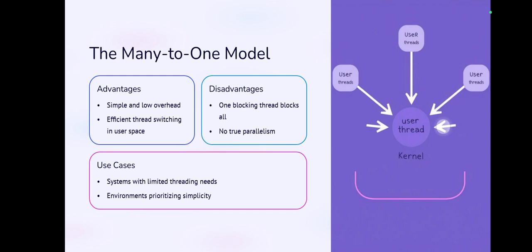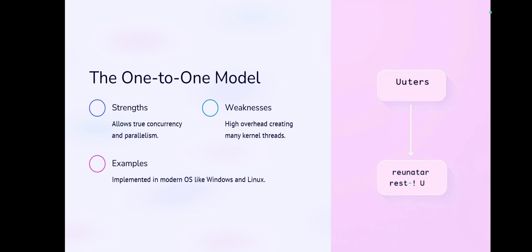The next model is the one to one model, which means each user level thread maps to one kernel thread. How it works: the OS provides support for thread creation and management. The advantages of the one to one model are more concurrency, if one thread blocks others can still run, and threads can run in parallel on multi-core processors.